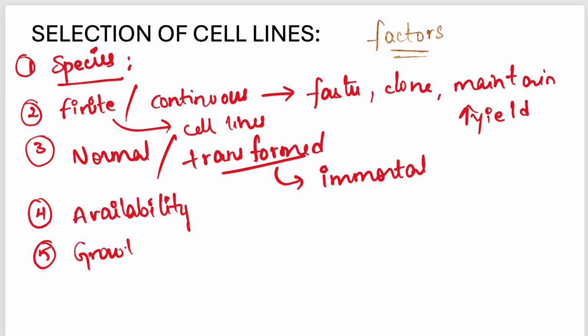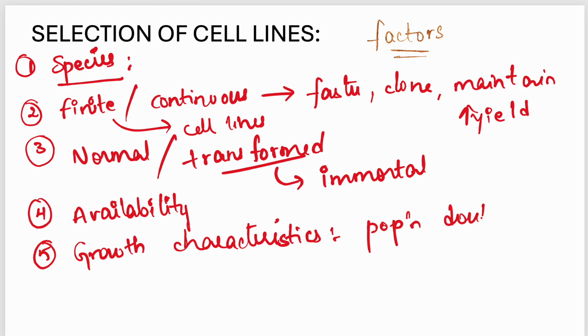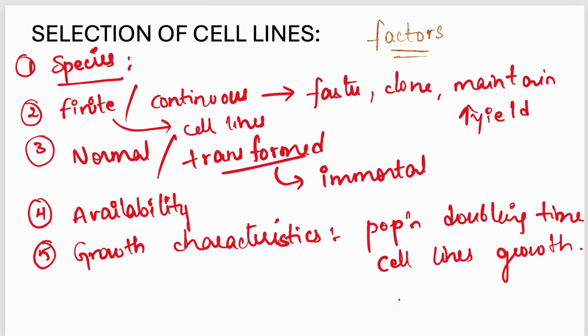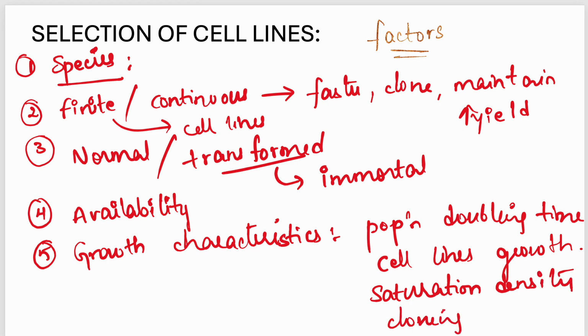Next, growth characteristics. Growth characteristics are also considered while selecting cell lines for the experiments. Here, growth characteristics like population doubling time, meaning how rapidly the population doubles, and ability to grow in suspension, how the cell lines can grow. Next, saturation density, meaning how much yield it can produce per flask. Saturation density is also considered, and cloning efficiency. So these are all considered under growth characteristics.